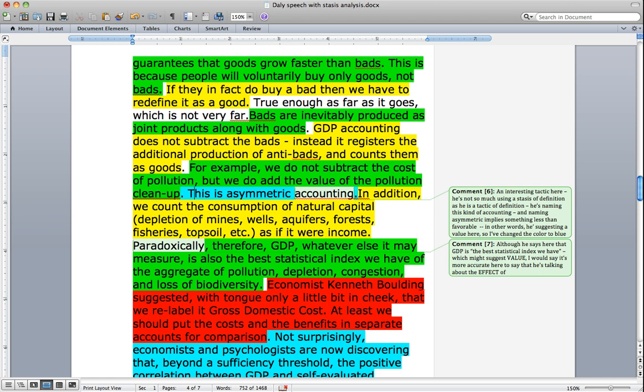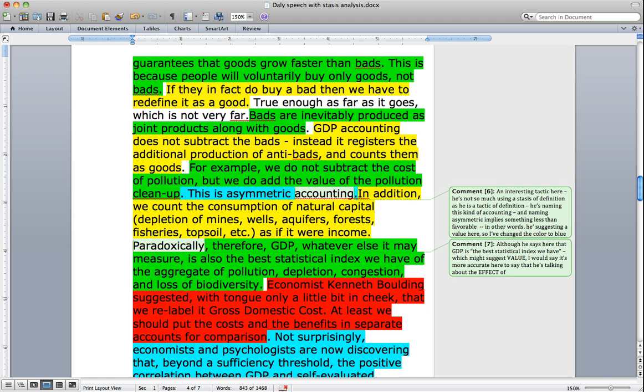And then similarly later in the paragraph, we see him shift from definition to effect to action, really, because he's suggesting something. He's bringing in this other person who's suggesting that we use a different definition and more about value. So when he says here, paradoxically, GDP, whatever else it may measure, is also the best statistical index we have of the aggregate of pollution, depletion, congestion, and loss of biodiversity, we could say that when he says, oh, well, the best, that's a value argument.